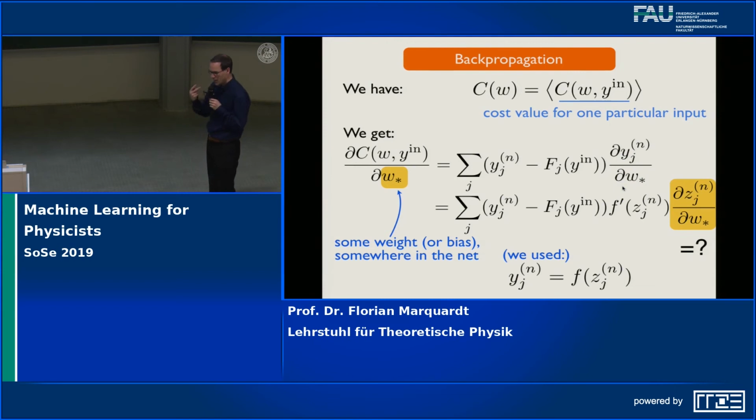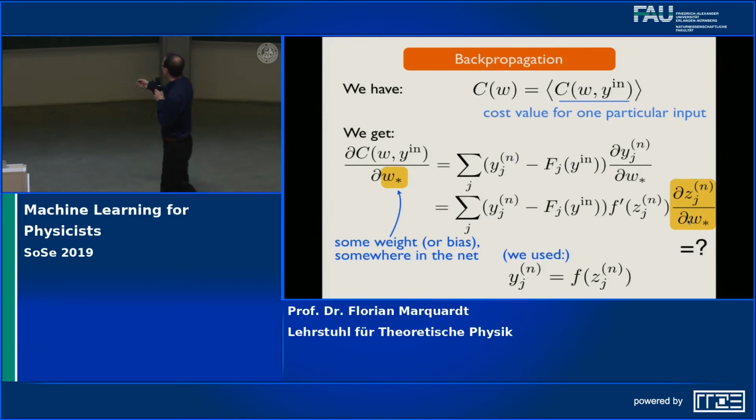And now I remind myself that y equals f of z. And again, I apply the chain rule, so I first have to take the derivative of f with respect to its arguments. That gives me f prime of z. And then I take the derivative of z with respect to the weight. So it's actually the same thing that we just did, only keeping all the indices. Okay.